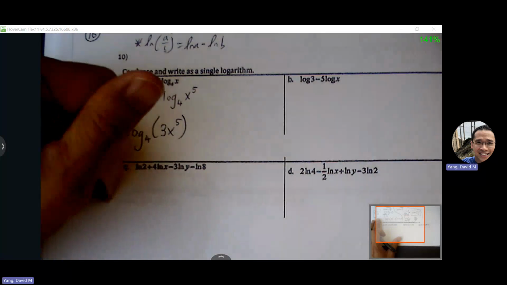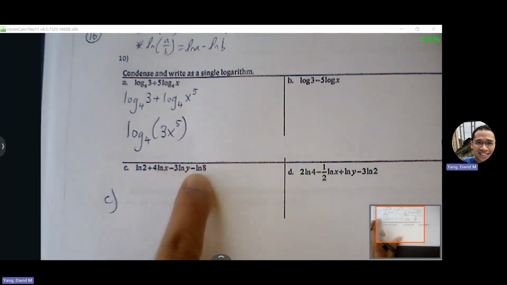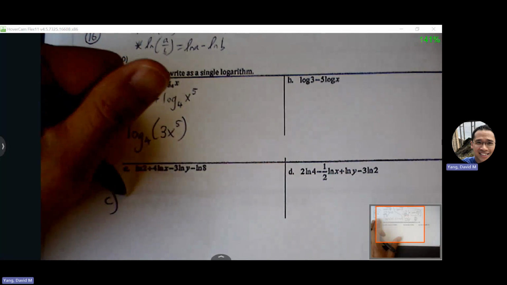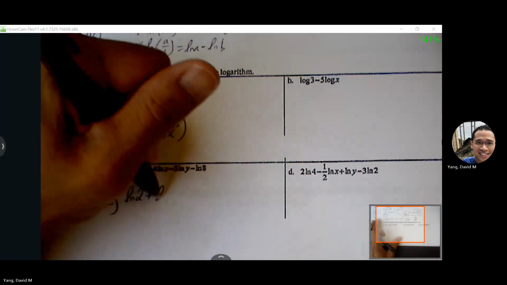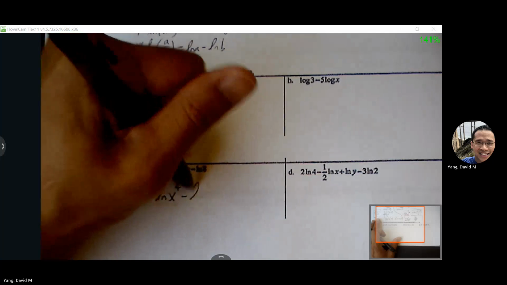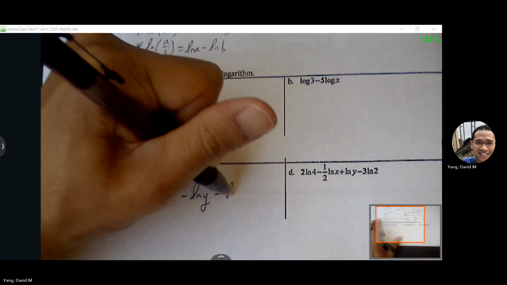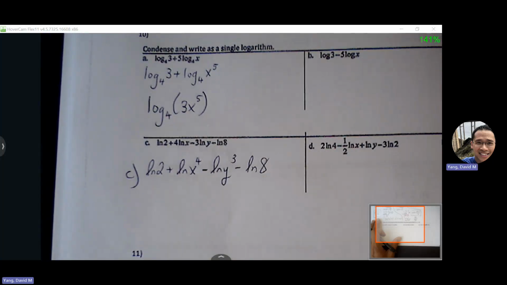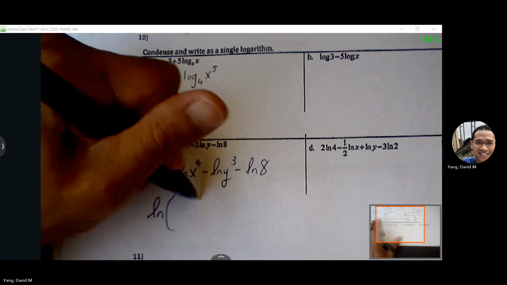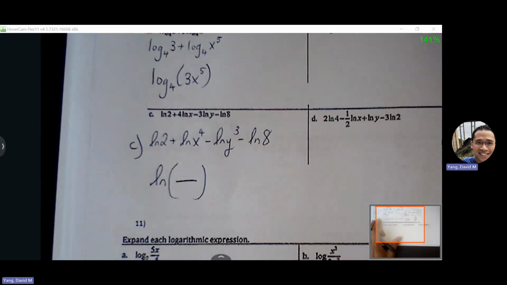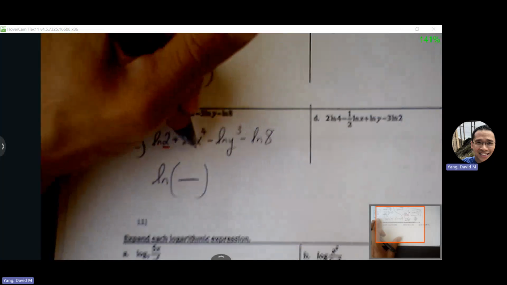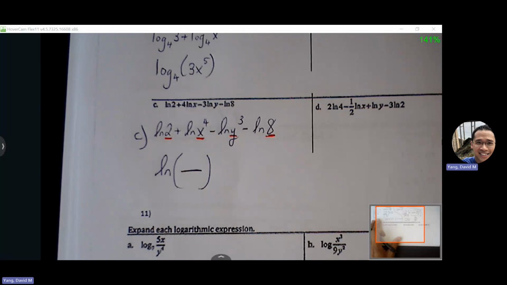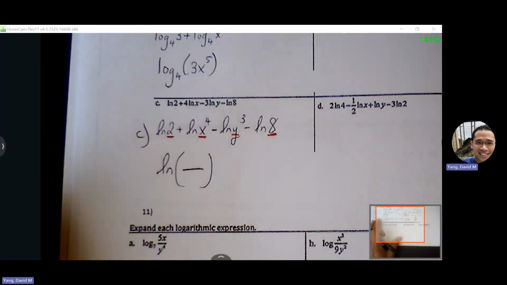Now for part C, if you have multiple things going on, let me show you a little bit of a shortcut here. Well, first, we want to push all the coefficients up. And when we condense, we just want to produce one natural log expression. And ultimately, we just have to find a home for these terms here. We have to find a home for the 2, the x to the 4th, the y cubed, the 8, and it's all going to land somewhere inside this log expression.